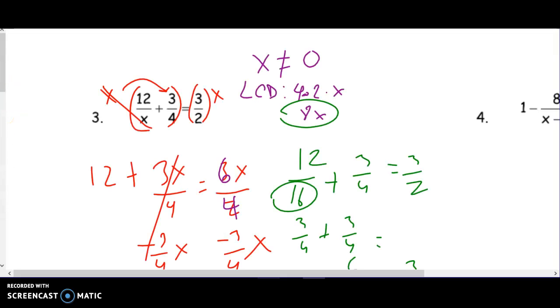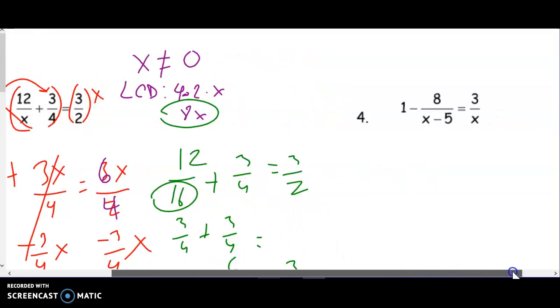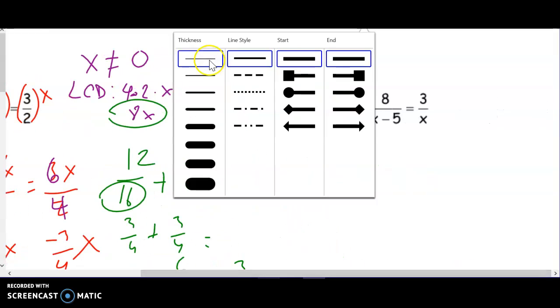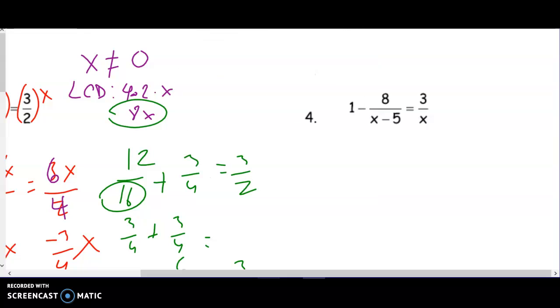Alright, number 4. Let's find it. Alright, number 4 is here. What can x not be? X cannot be 5. X cannot be 0. If it's 0, this is bad. If it's 5, this one's bad.